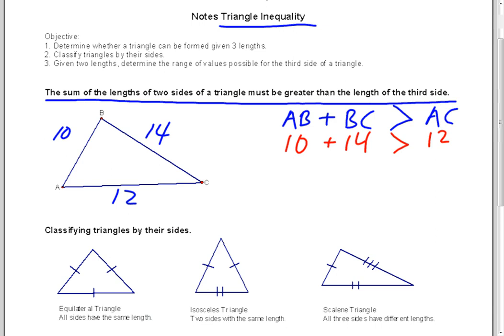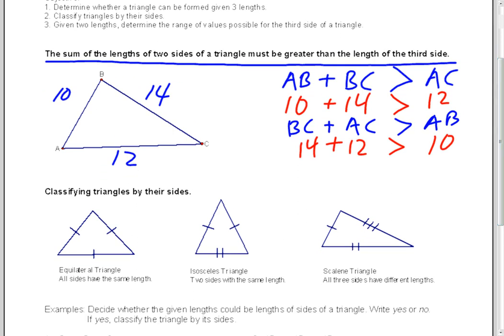Yes. But we got to try out all the possibilities. We've got BC plus AC should be greater than AB. That's going to be 14 plus 12 greater than 10. Is that true? Yes. That is also true. And our last possible combination would be AB plus AC greater than BC. That's 10 plus 12 greater than 14.